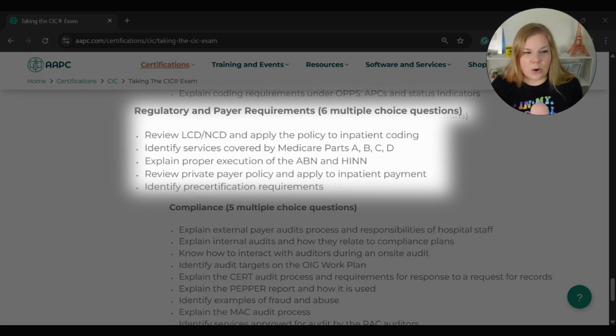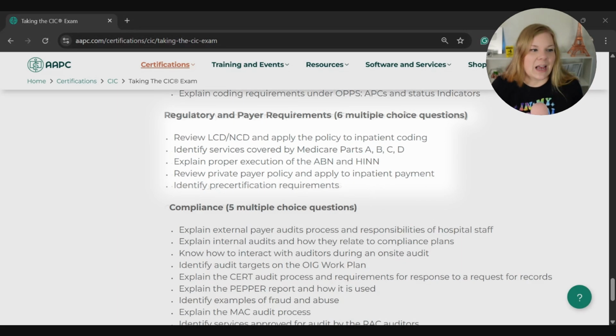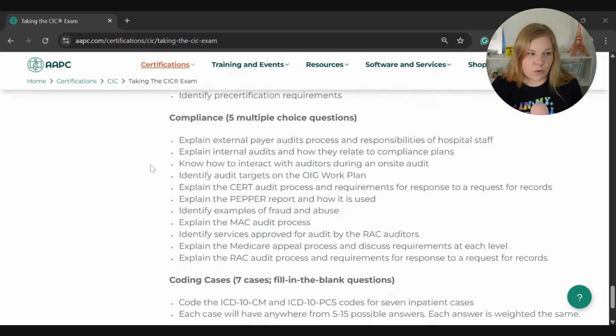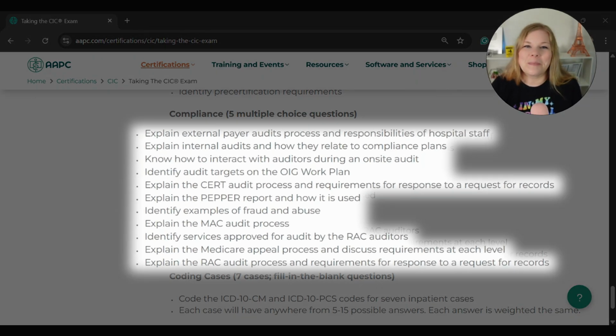6 questions are going to be on regulatory and pay requirements, LCDs and NCDs, difference between Medicare Part A and Medicare Part D, ABNs, payer policies, pre-certification requirements, 5 questions on compliance.